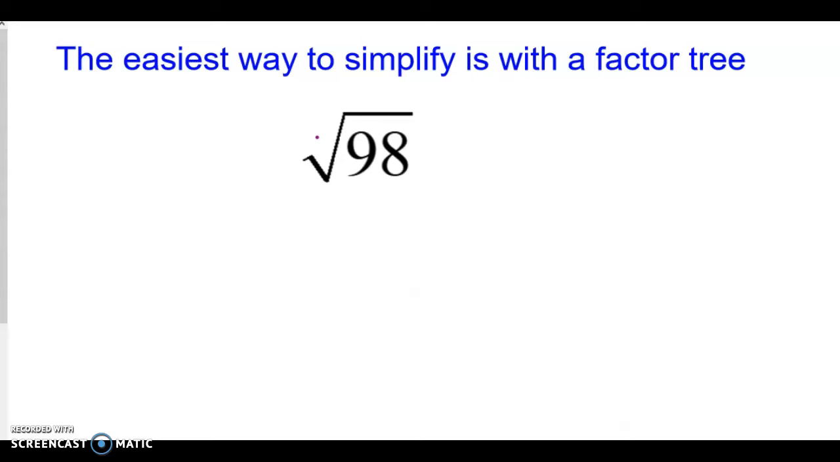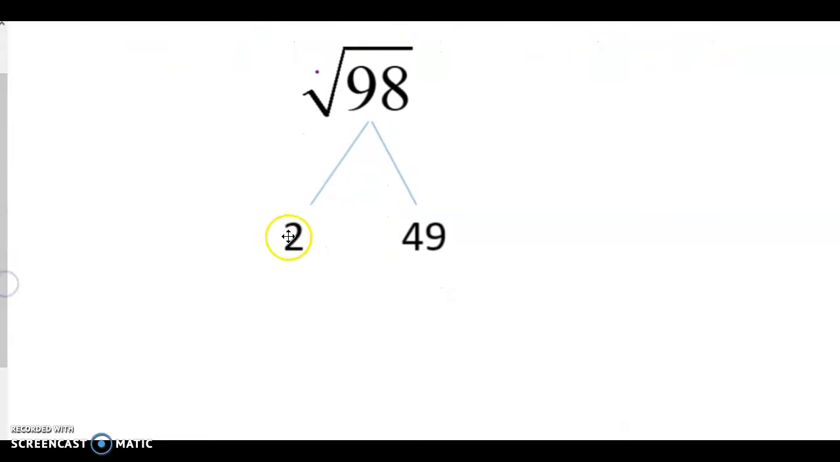So the easiest way to start simplifying square roots is to do a factor tree. So you ask yourself, what 2 numbers multiply together to give me 98? So I did 2 times 49. Now these numbers you want to be prime. The 2 is prime, so we leave it alone. The 49 is not prime, so we're looking for factors that multiply to give you 49. So for this one, I use 7 times 7. Now, if you look at all of the ends of my branches, 7, 7, 2, all prime numbers. If you have prime numbers, you're done.